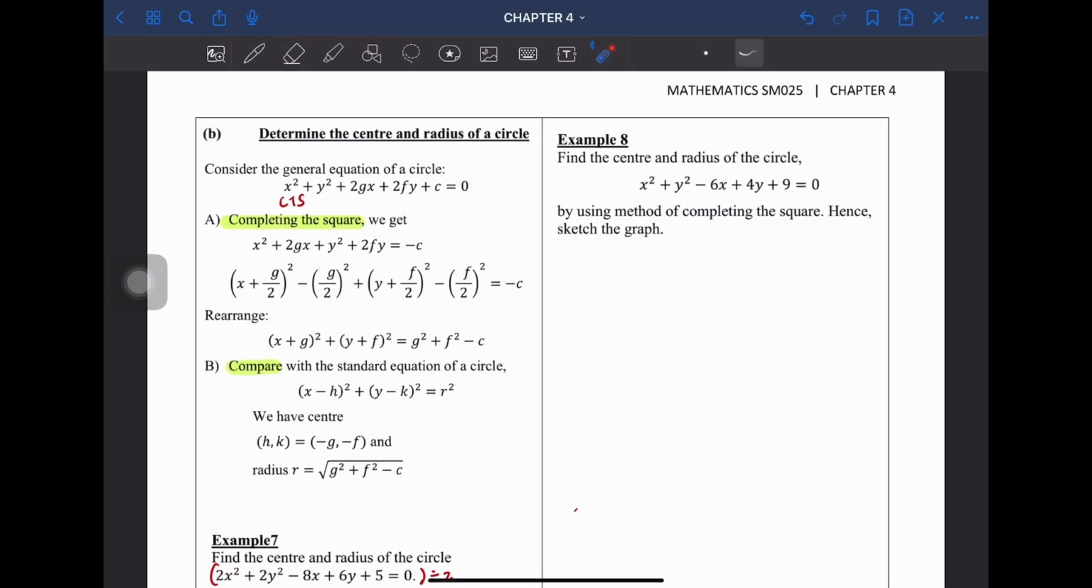Alright, now for example 8, we need to find the center and radius of the circle by using the method of completing the square. We cannot use the comparing method for this one because the question asks us to use the CTS, and then we need to sketch the graph.